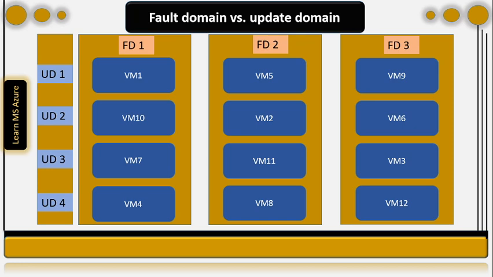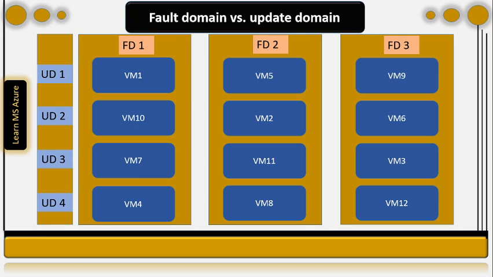Now if there is any failure in one of the racks, let's say there is a failure in fault domain 1, that means your VM1, VM10, VM7 and VM4 are not up, so you will have the VMs present in fault domain 2 and 3 up and running. And the second scenario is that there is a planned activity, and the system needs to be updated and then rebooted. So Microsoft will ensure that VM1, VM5 and VM9 can be rebooted at the same time, so that the below 9 virtual machines will not be impacted.